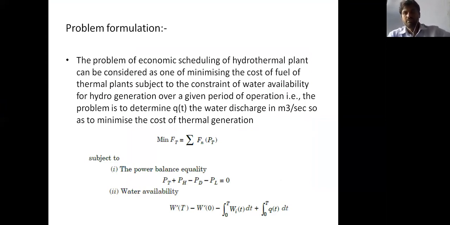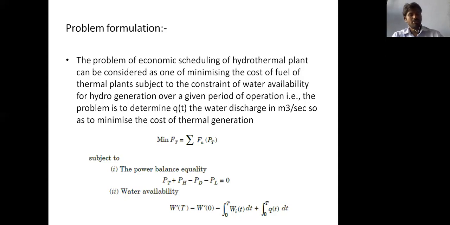So in this video, the mathematical formulation of the problem of economic scheduling of a hydro plant can be considered one of minimizing the cost of fuel of a thermal plant, subject to the constraint of water availability for hydro generation over a given period of operation.